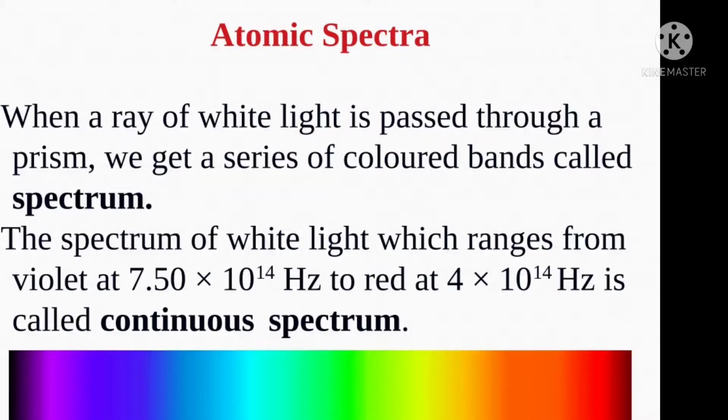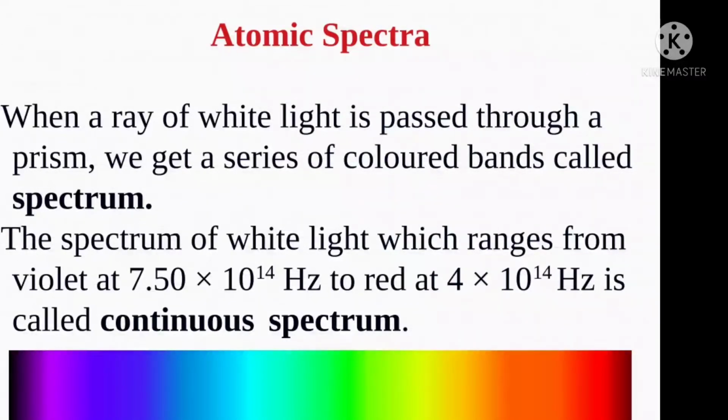As we studied, when a ray of white light is passed through a prism, the light with a shorter wavelength bends or deviates more than one with a longer wavelength. Therefore, the red light, which has the longest wavelength, is deviated the least, while the violet light, which has the shortest wavelength, is deviated the most.